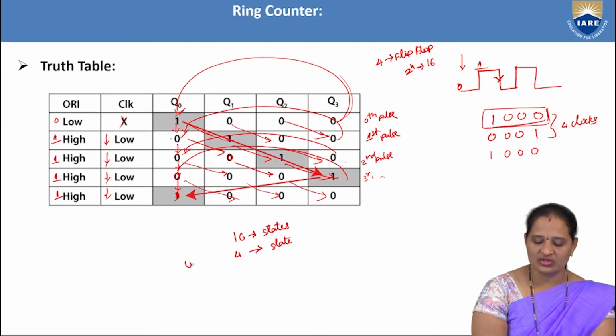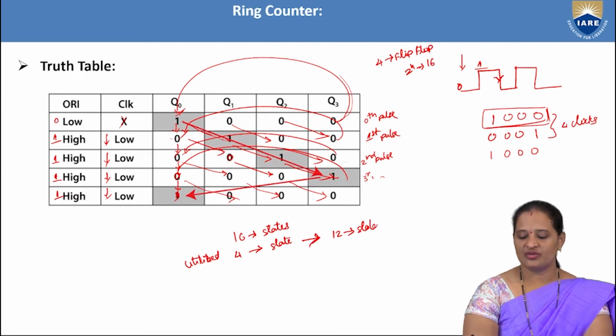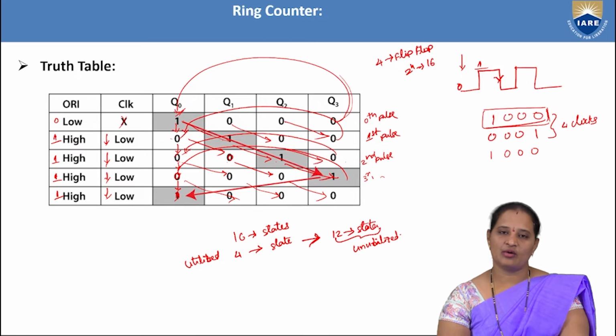That means 4 states are utilized, and the remaining 12 states are not utilized. The remaining 12 states are unutilized. So this is the major drawback of the ring counter.